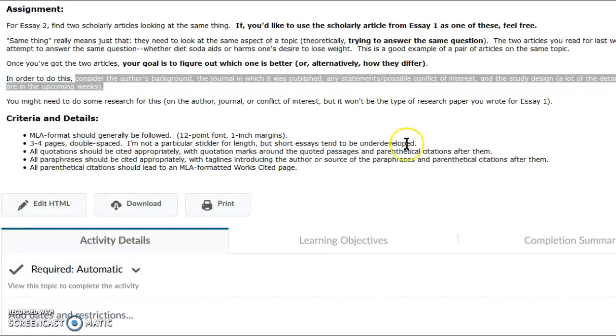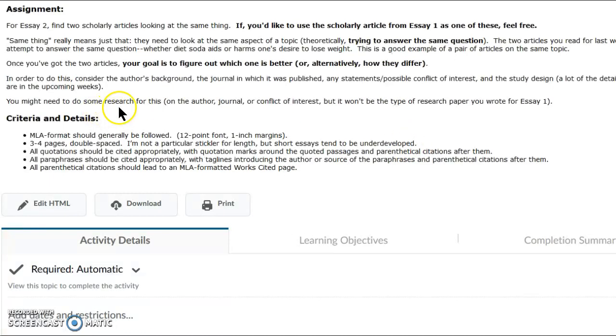Okay? You might need to do a little bit of research on this, like about the author or the journal or something of that sort, but this is not the type of research that you'll be doing later on. Okay? MLA format should generally be followed. 3 to 4 pages. Everything should be cited properly.